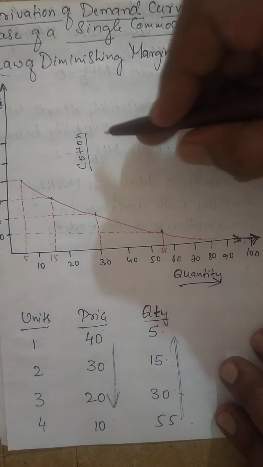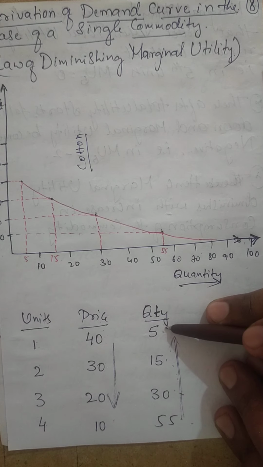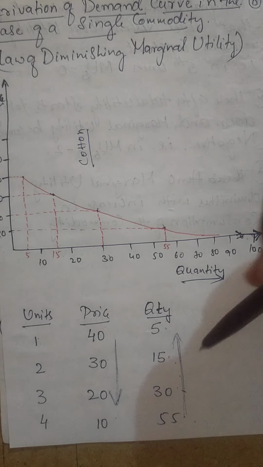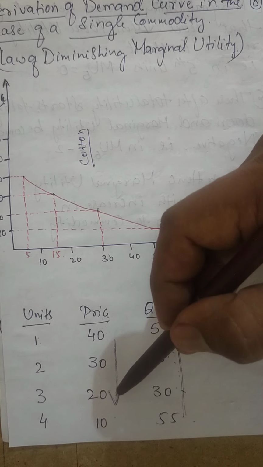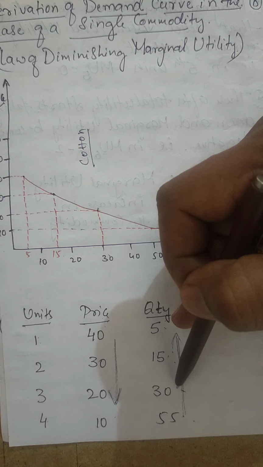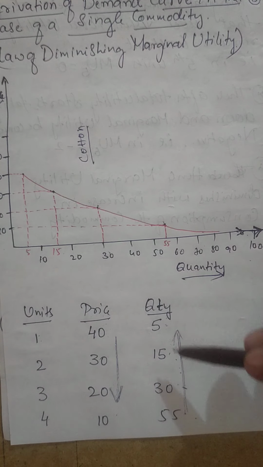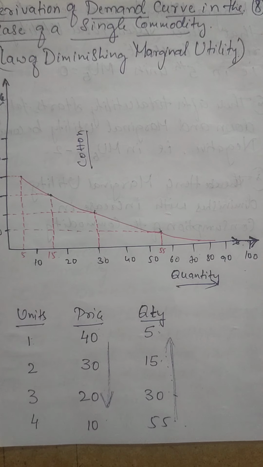Cotton is a product where for the price of 40, an individual is ready to create the demand of 5 kg. If the price is 30, an individual is ready to create the demand of 15 kg. And if the price is 20 rupees in the market, the individual is ready to pay that amount and purchase 30 kgs of cotton. That means demand is created with respect to the price and income of the consumer.